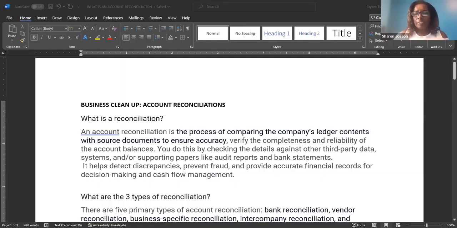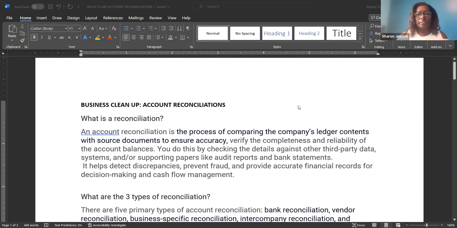So let me share my screen real quick. I've got a couple of points that I just wanted to bring out here. So let's take a step back. When somebody talks about doing a business cleanup, what they're really talking about is doing an account reconciliation.